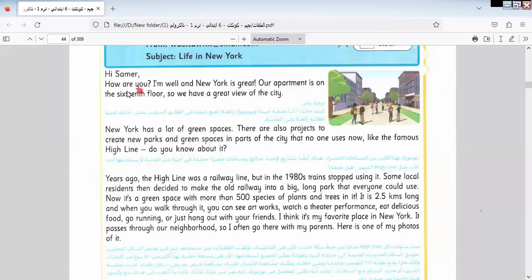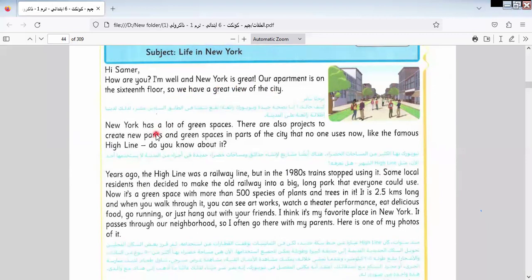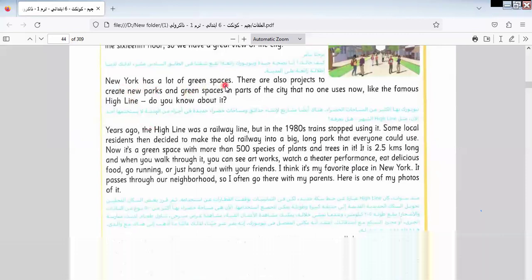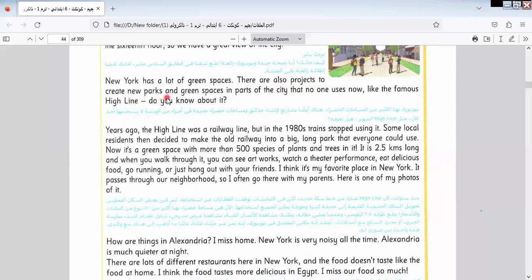Hi, Summer. How are you? I am well and New York is great. Our apartment is on the 16th floor, so we have a great view of the city. New York has a lot of green spaces. There are also projects to create new parks and green spaces in the part of the city that no one uses now, like the famous High Line. Do you know about it?